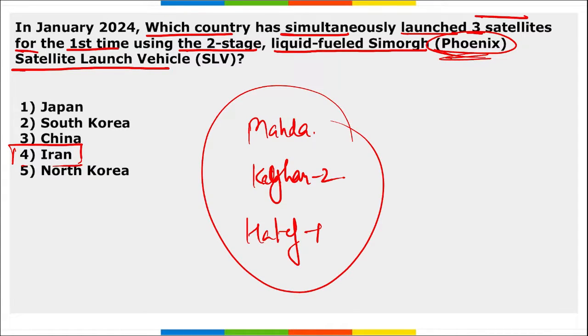So friends, these were your important current affairs for science and tech for the month of Jan. Now let's move to some revision part. It will be very beneficial for your learning.